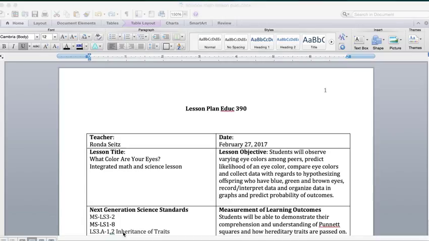Hi everyone, my name is Rhonda Seitz and this is my lesson plan for Education 390. This lesson's title is "What is the color of your eyes?" And it's an integrated math and science lesson.